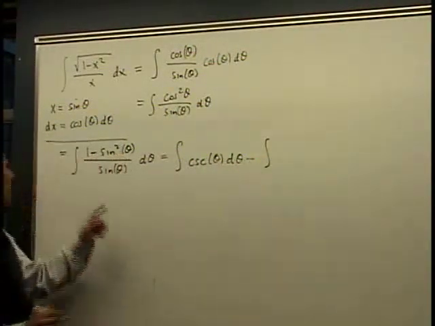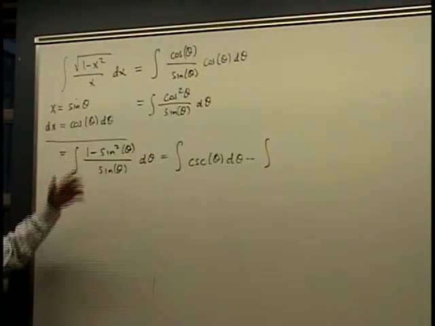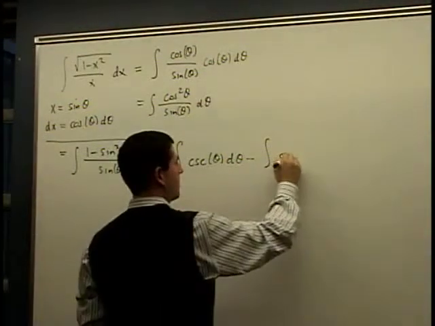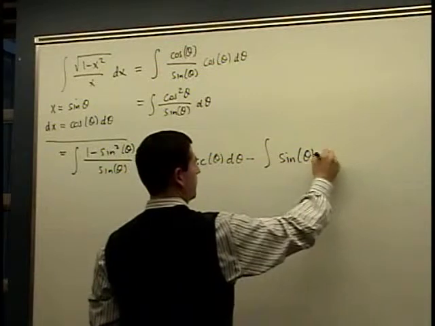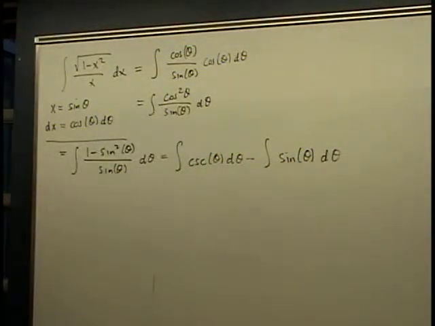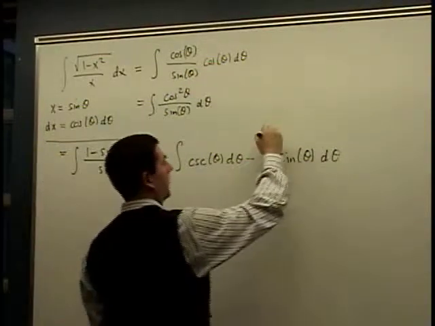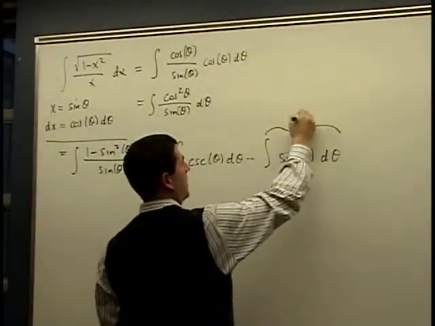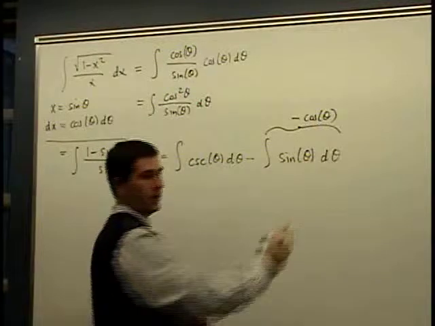Minus sine squared over sine is just sine. Interesting. And this one we already know. Right? That's just going to be minus cosine of theta.